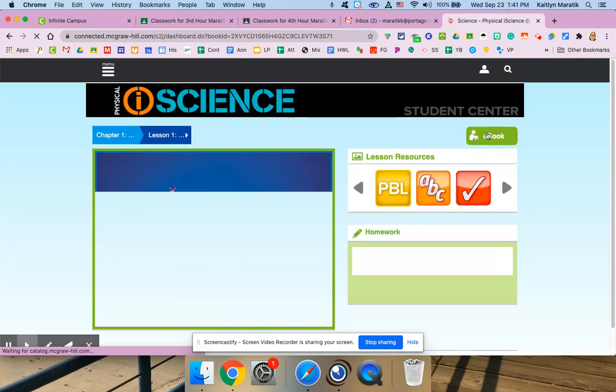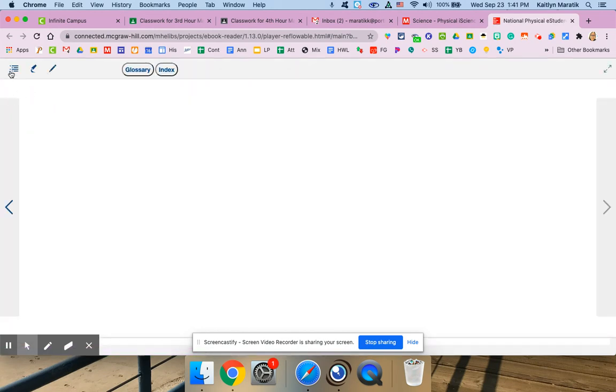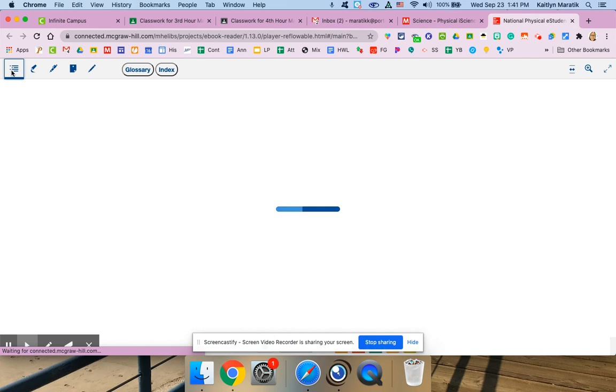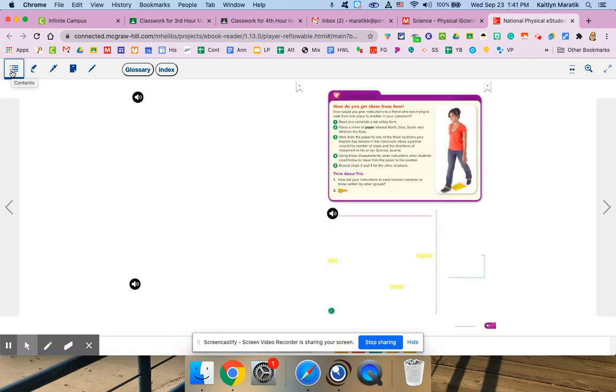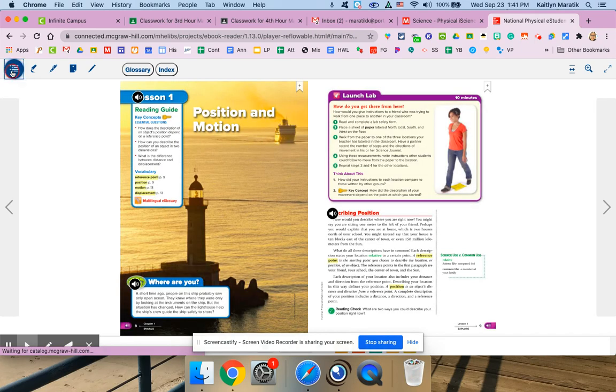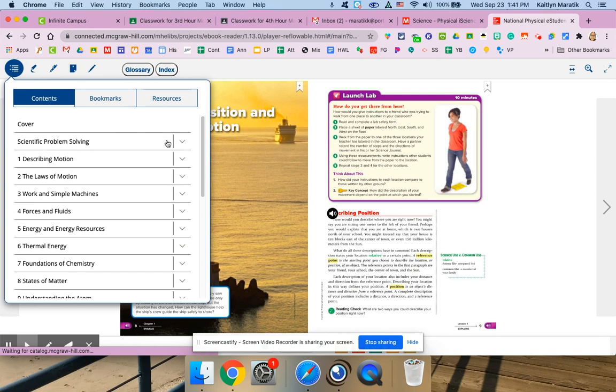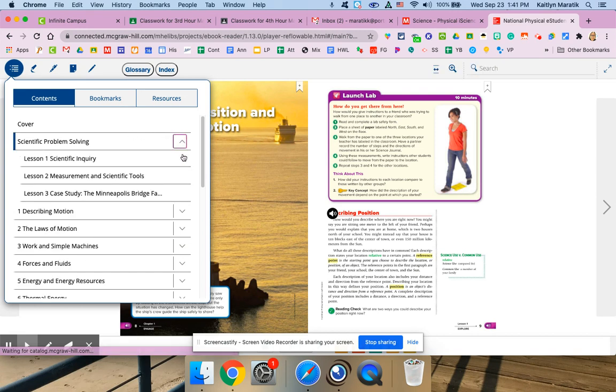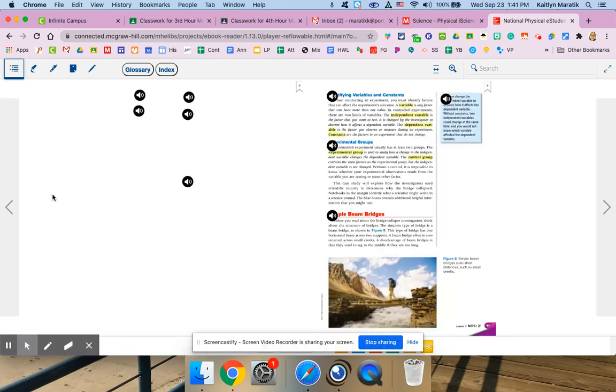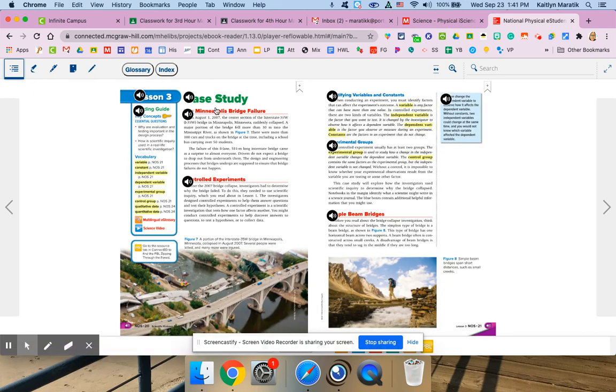and then we're going to head to the ebook for today. This one is Nature of Science Lesson 3, the bridge failure. If yours doesn't start at the beginning, it's super easy to get to. Just go up to the contents. Mine's not starting there. Contents, it's under scientific problem solving. Hit the little arrow, and we want to go to lesson 3, the case study. Here's where it says case study, and at the bottom, that's where it's NOS, so Nature of Science 3.